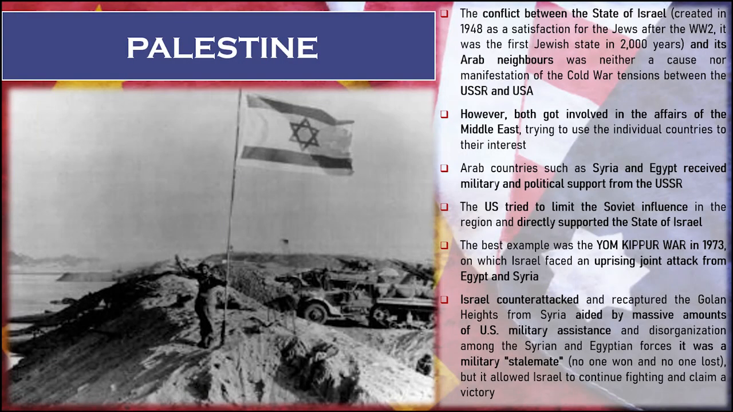Palestine was the conflict between the State of Israel and Arab neighbors, and it was not a manifestation of the Cold War tensions between these two superpowers, but they both got involved in the affairs of the Middle East. Syria and Egypt were supported by the USSR, and Israel was supported by the United States. The best example of this conflict was the Yom Kippur War in 1973, in which Israel faced a surprise joint attack from Egypt and Syria, supported by the USSR.